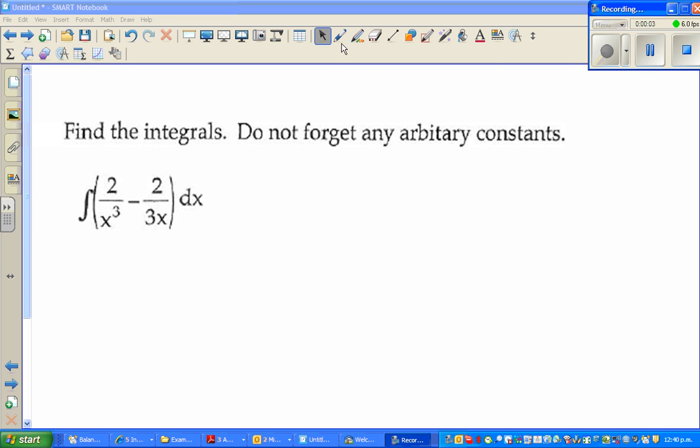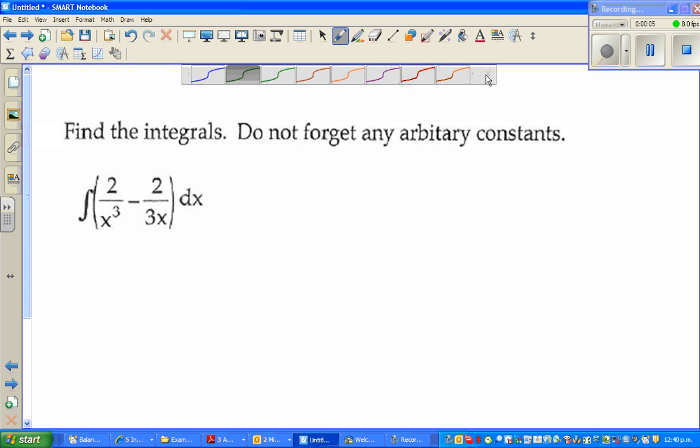Hello. In this video, I'm going to do an integration of a rational function. Find the integral. Do not forget to put the arbitrary constant. Okay. So this is an indefinite integral.